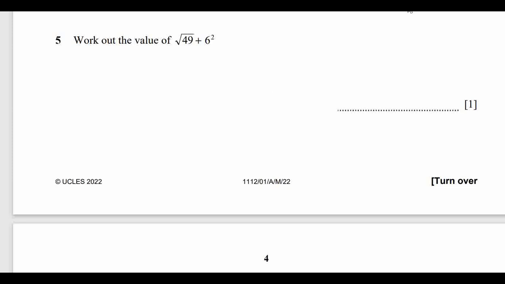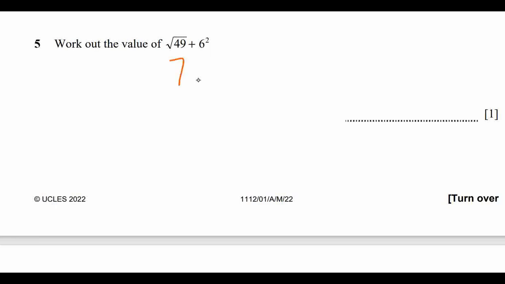Work out the value of the square root of 49 plus 6 squared. The square root of 49, we know that is 7. 6 squared is 36, so it's altogether 43. Let's move on to question number 6.